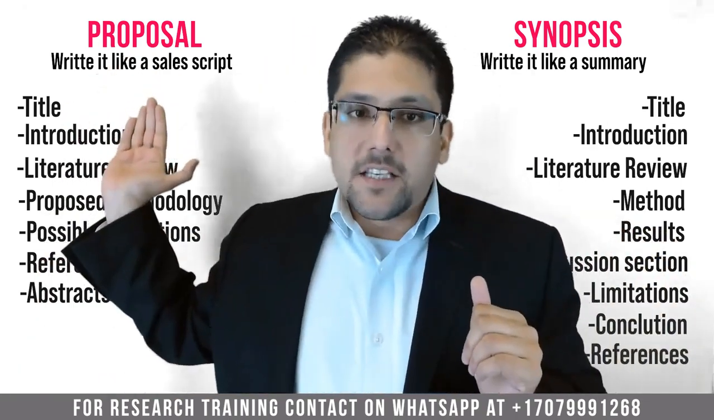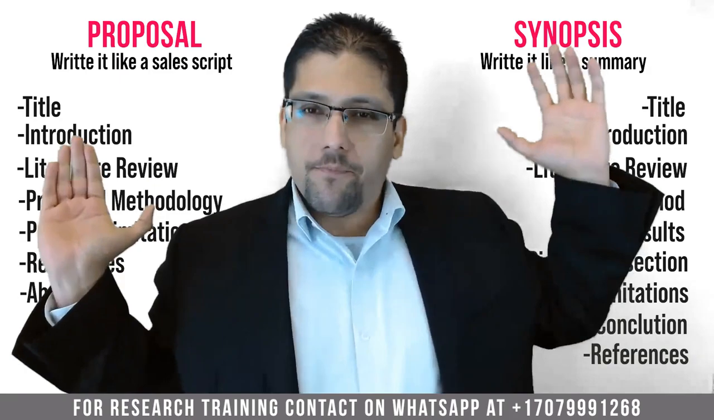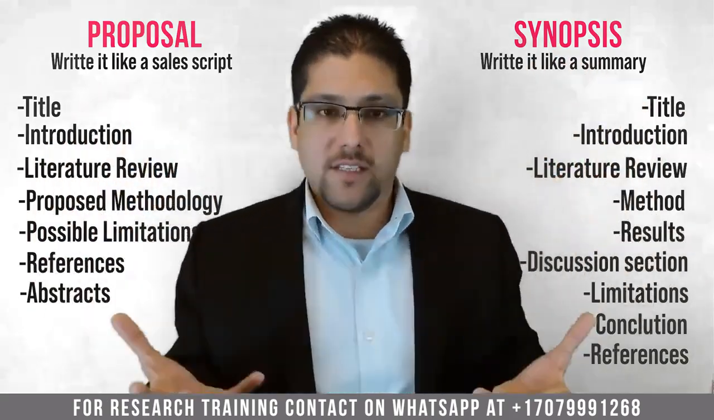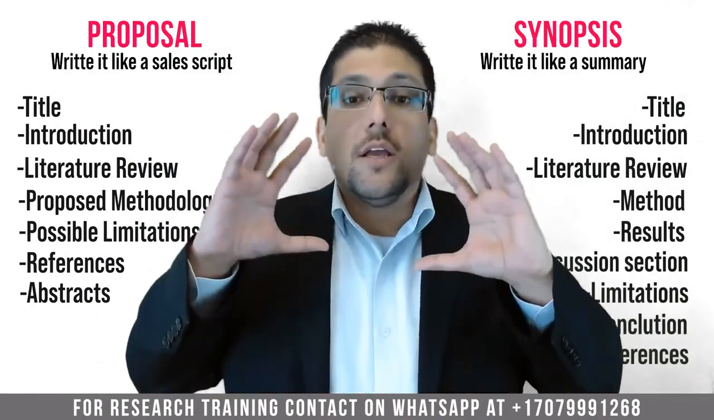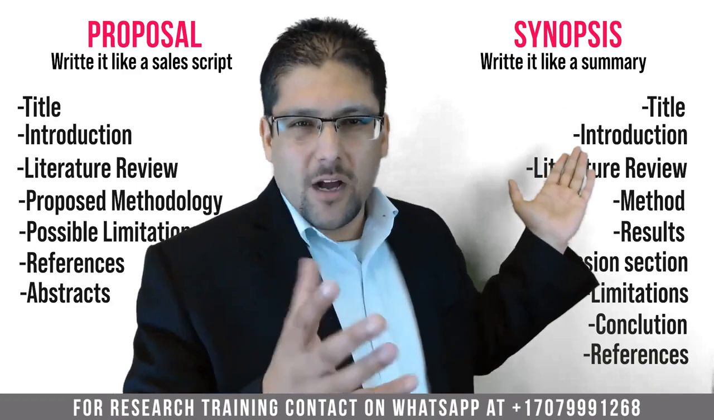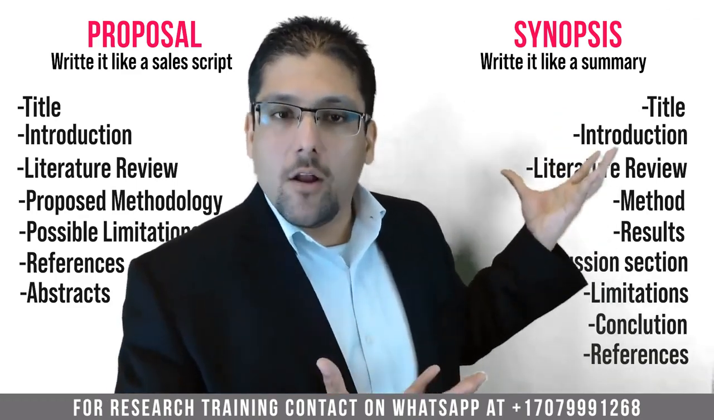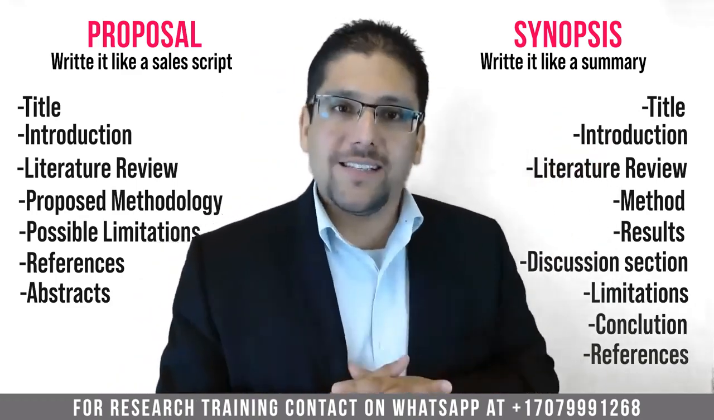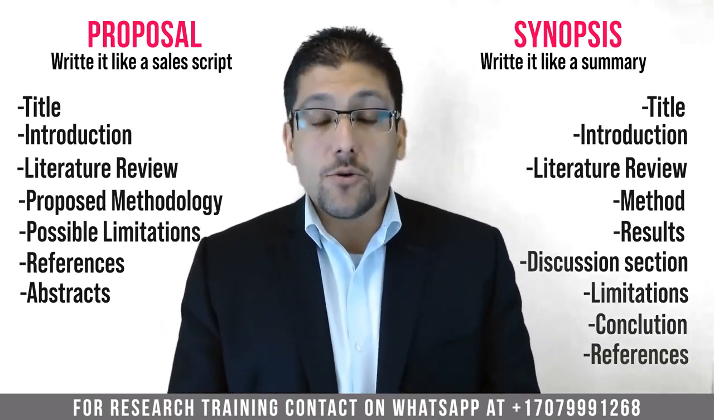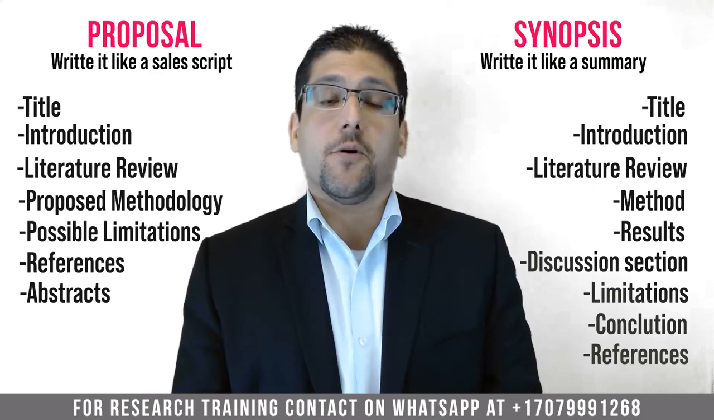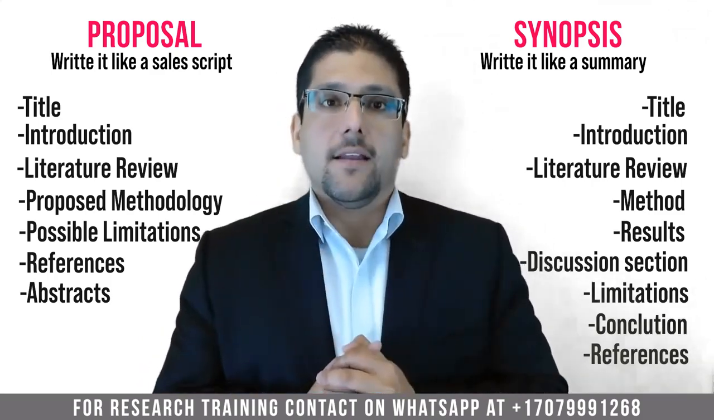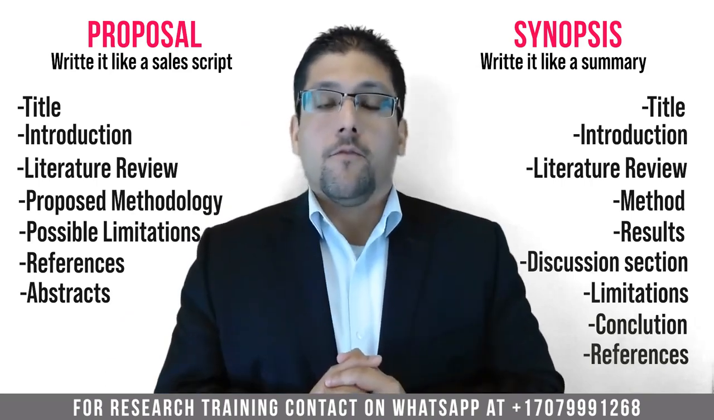Now, in some countries, a proposal is smaller and a synopsis is bigger. But in many places, they both are of equal size, 3,000 words. So the usual length is 1,000 to 3,000 words for a proposal, but for a synopsis, 2,000 to 3,000 words. So a synopsis is a little longer because it's a summary of your thesis. I hope I have cleared this confusion and you have understood really well what a proposal is and what a synopsis is. If you still have confusion, watch this video again and comment below for any questions.